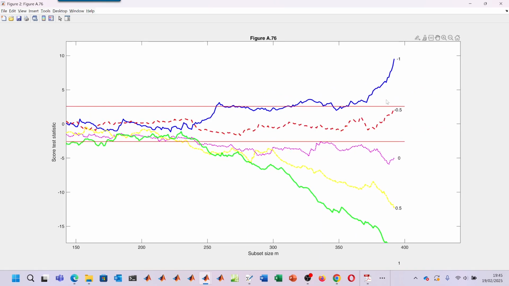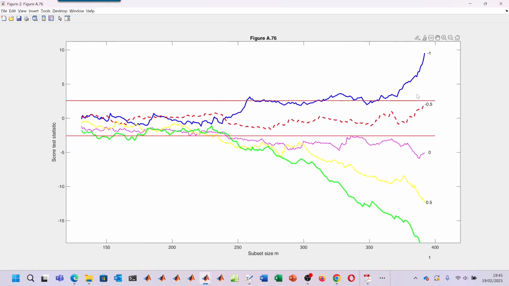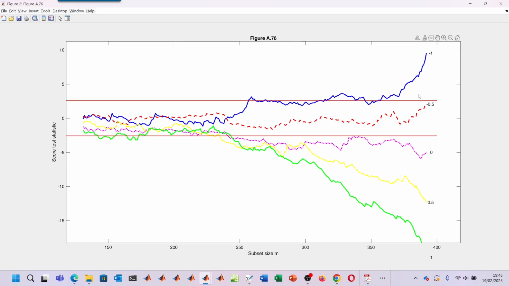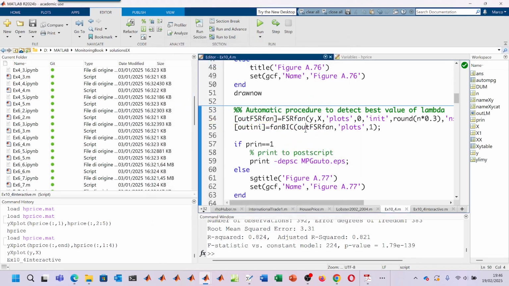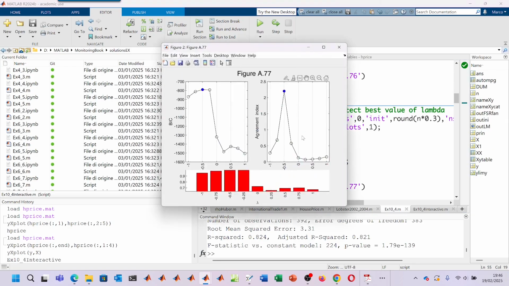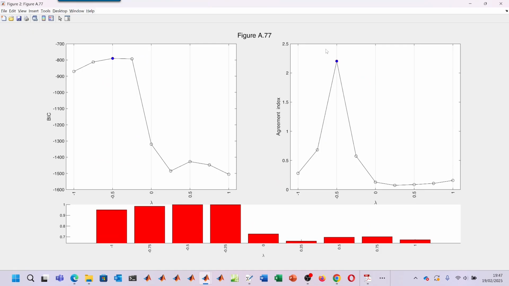Finally, as concerns all the other values of lambda, they are firmly rejected, and also the log transformation is rejected starting from n divided by 2. Now, from the fan plot, we want to automatically extract the information about the best value of the transformation parameter. So we run our automatic procedure, and as you can see, minus 0.5 is the best value of the transformation parameter.